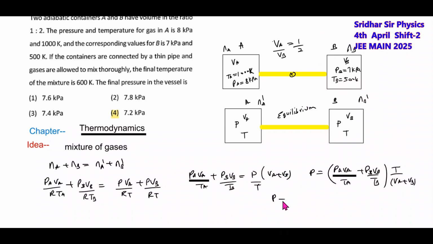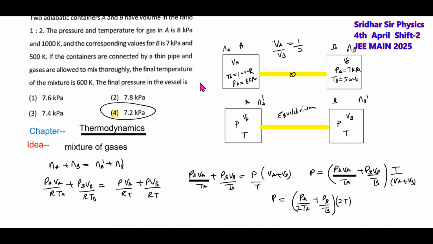So this will become, okay, we'll take the volume VB common, then this will become PA TA2 plus PB TB. Here VA by VB will be 1 by 2. So substituting the pressures and temperatures, we'll get the required answer. Okay, don't solve anything. Now you substitute the values, we'll get the required answer.